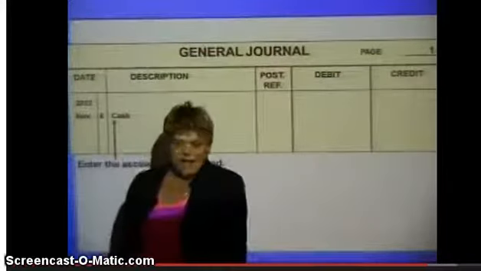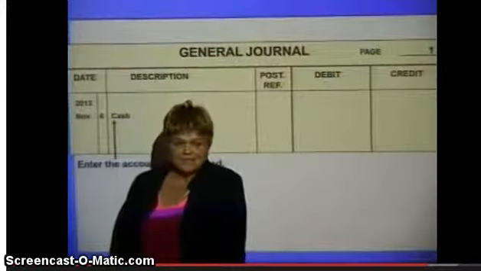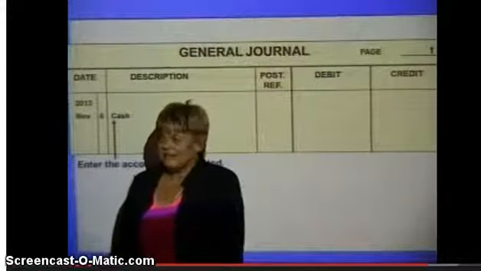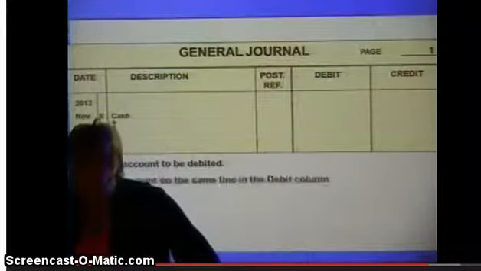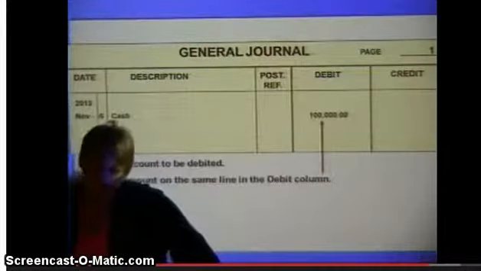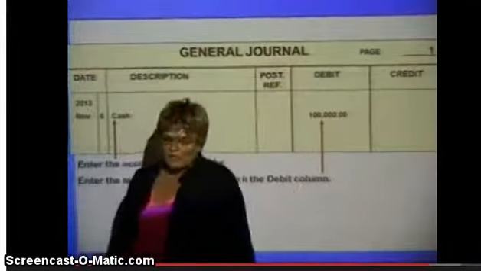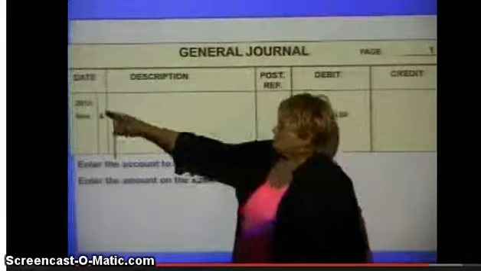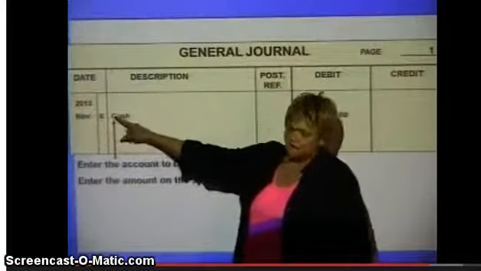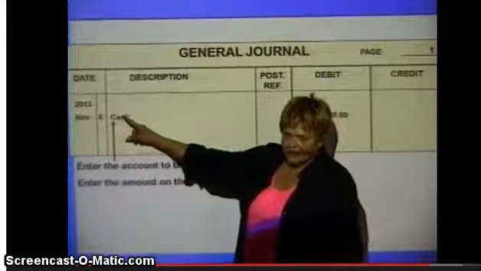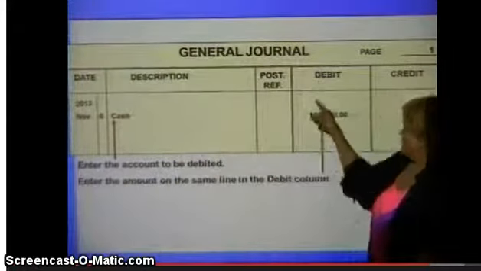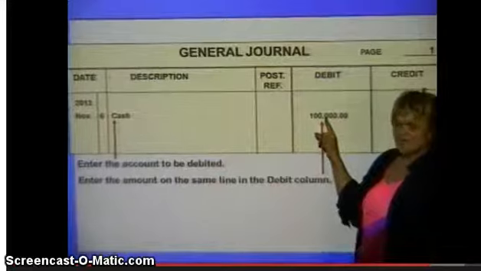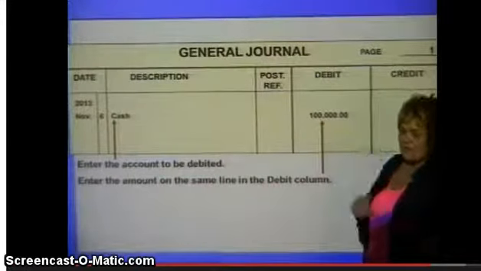So let's go back to our entry. Here we go. We got cash on November 6th. It is an asset. And it was increased by how much? I remember $100,000. So we write in the journal 2013, November 6th, cash. Since it was increased, it gets the debit, $100,000 debit. Okay.